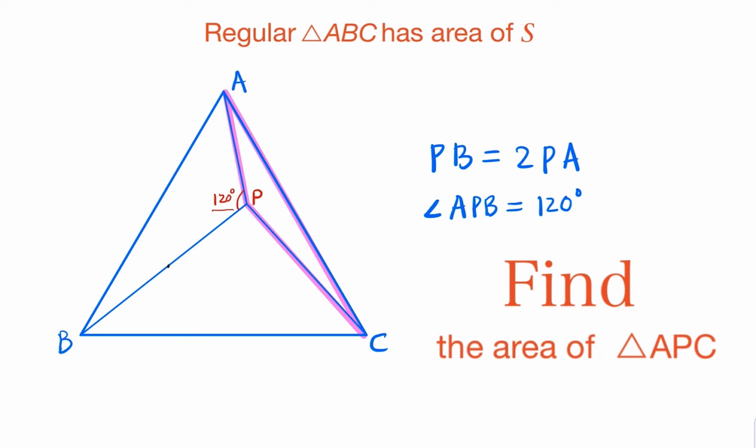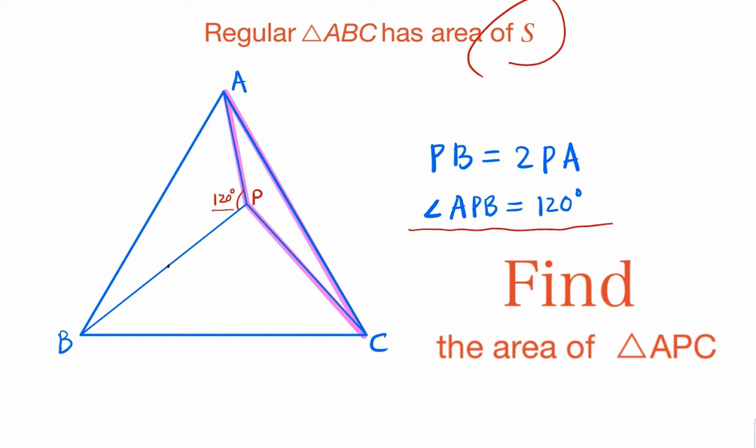We are given a regular triangle. The point P is inside with PB equal to twice PA, and this angle is 120 degrees. If the triangle ABC has area of S, what is the area of APC?